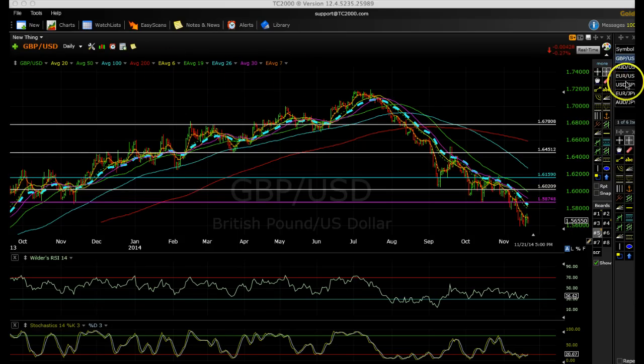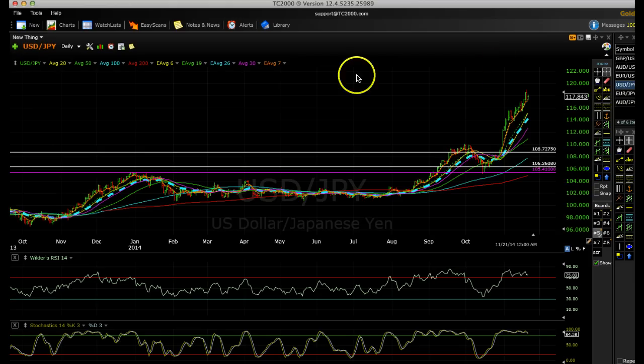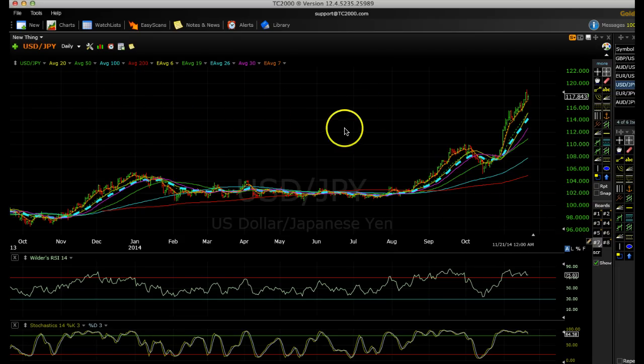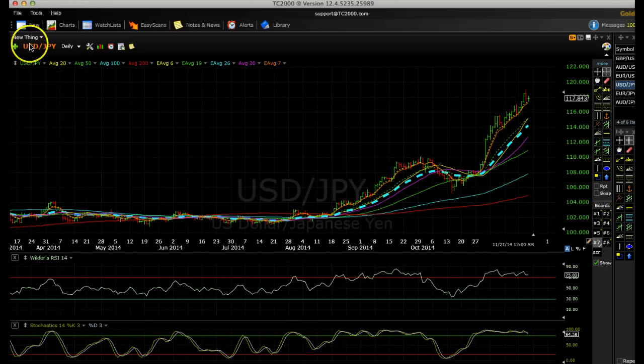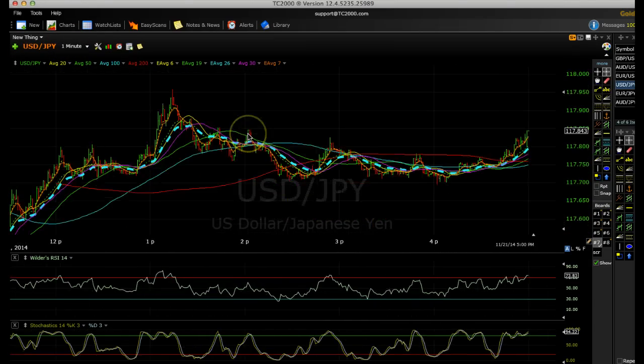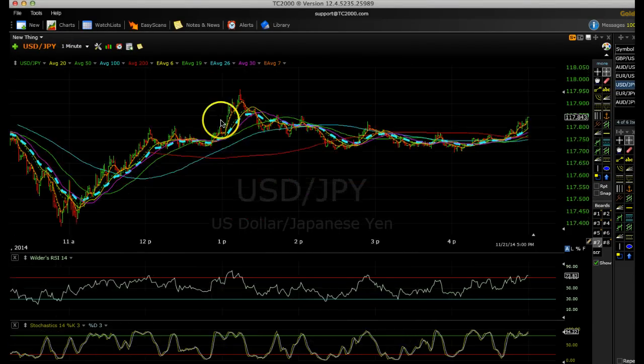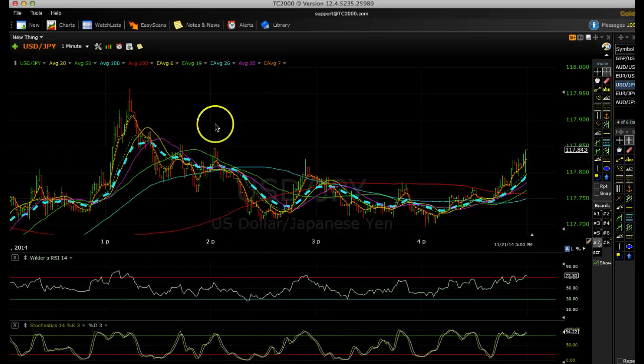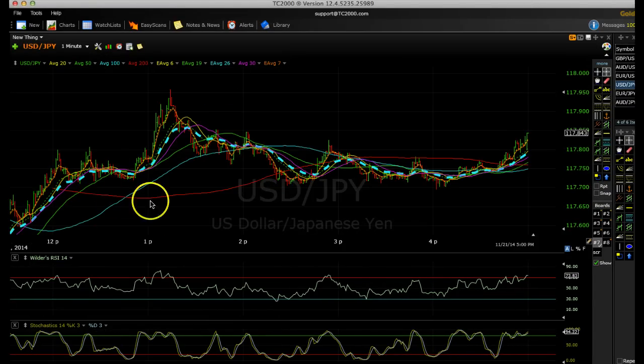Alright, so let's start on my favorite currency that I love to follow, which would be USD/JPY, better known as UJ for short. That's what I call it, UJ. Okay, so here we are on the minute chart. Here you see the 200-day moving average, that's the red line. Here you see my 100-day moving average, that's the blue line.